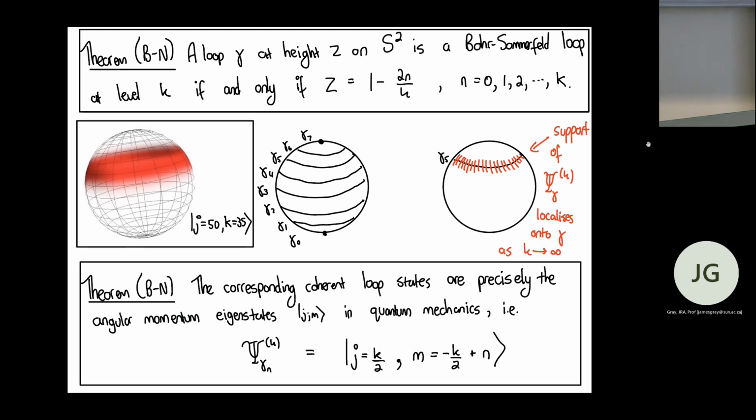This, for example, would be the coherent loop state, which a physicist would write down as the J equals 50, K equals 35 angular momentum state. Now we've got a concrete picture for it as a loop state. What I plotted there is the fiberwise norm of this loop state. You can see for high values of J, it's concentrating on that particular loop.